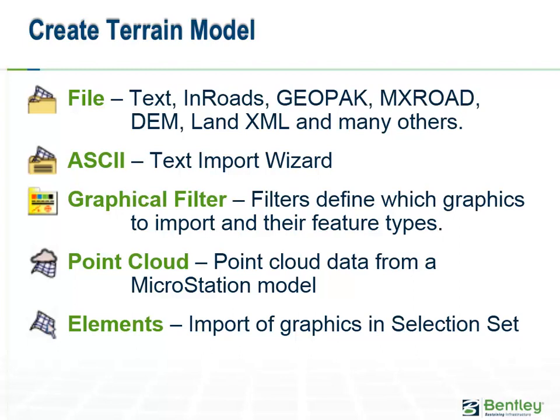Some data types also include an option to specify a geographical coordinate system. The geographical coordinate system allows data collected in a different coordinate system to be converted to the coordinate system of the active DGN model during import.